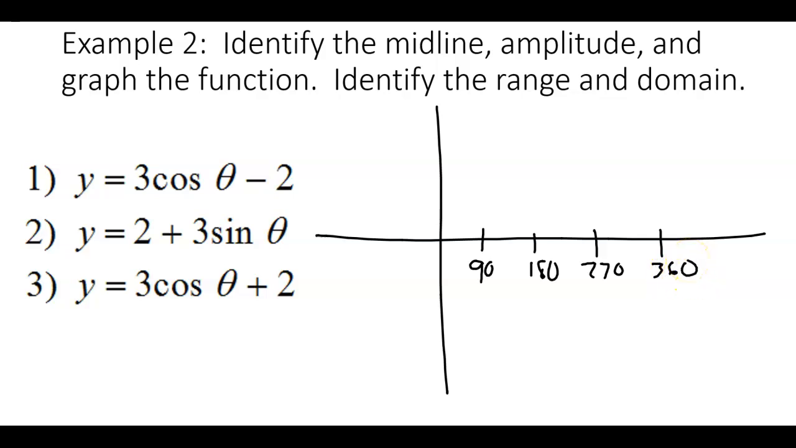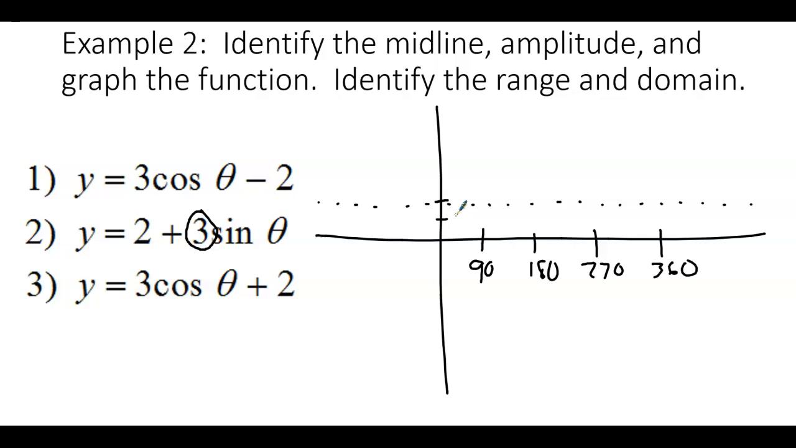All right, so now that we've got our graph set up, now what's step 1? Step 1 is to graph your midline. And what is the midline? The midline is 2. So I'm going to go up 2, and then I'm going to draw a dotted line. What's the next step, step 2? Step 2 is to identify your amplitude and use that to graph the max and min. So what's my amplitude? My amplitude is 3.